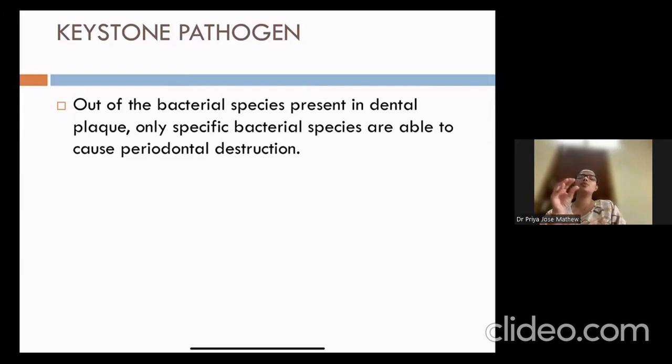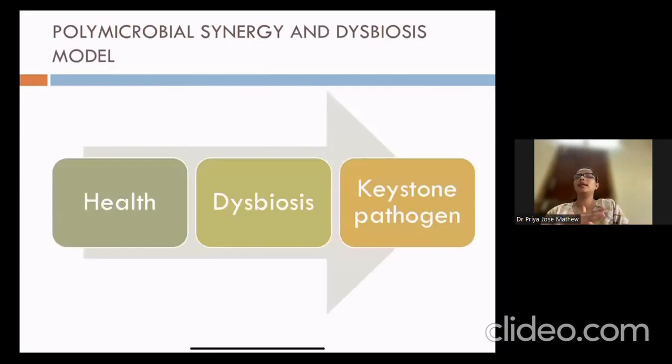Now, this keystone pathogen concept is included in the model known as the polymicrobial synergy and dyssymbiosis model by Hajishengallis in 2012. Okay, so this is also one of the famous models, the polymicrobial synergy and dyssymbiosis model. Now, in this, you have health, in which there is symbiosis.